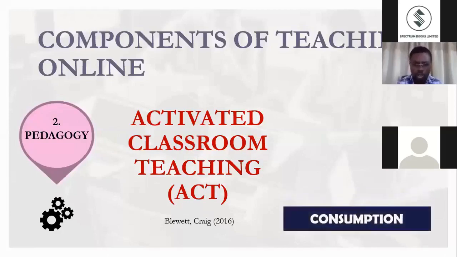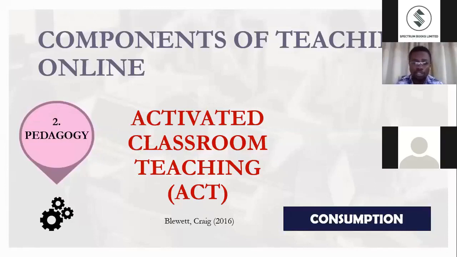Number one is consumption. So at the lower level, when you are teaching online, your students will consume. And what do I mean by consumption? Your students have opportunity to take in. So when your students are reading an ebook, for example, they are consuming content when they are reading. When they are watching a YouTube video, they are consuming content. So for example, in this webinar that we've been having, except that I have spiced it up because I am also using this activated classroom teaching as part of my own model.